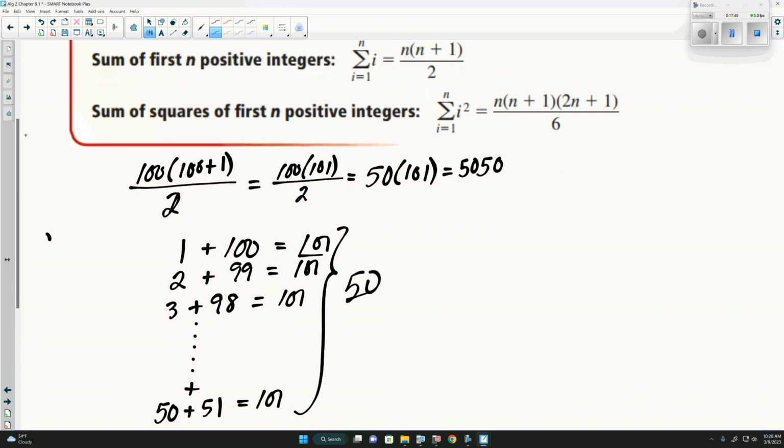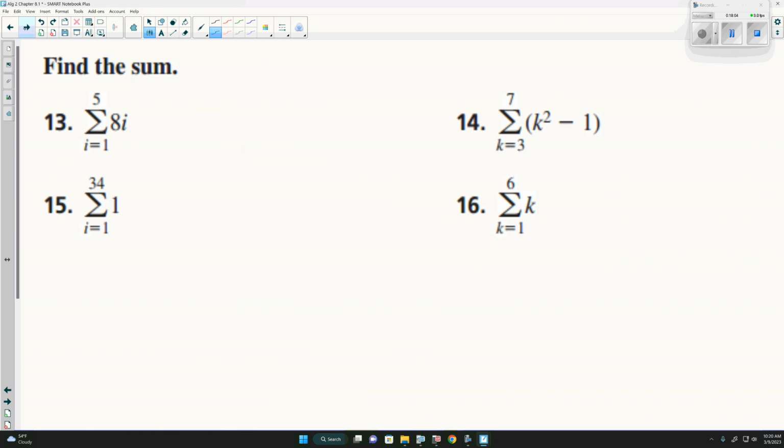For squares, n times n plus 1 times 2n plus 1 divided by 6. And that's all that's saying is if I took 1 squared plus 2 squared plus 3 squared plus 4 squared, we can plug it into that formula there and get what it would be. There's actually one for cubes, too, and fourths. They have a special sum for them, but we have these here.